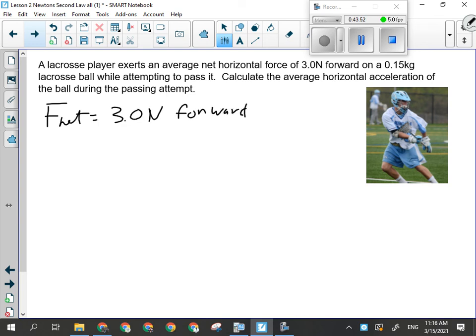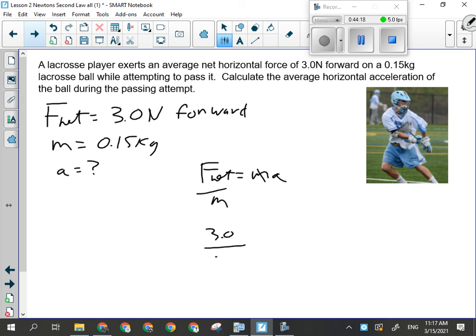On a 0.15 kilogram lacrosse ball. So they just gave me the mass. Calculate the average horizontal acceleration of the ball. Well, F net equals m times a. Gee, I wonder what I do. So I manipulate here, get m over here, and I'm going to have 3.0 divided by 0.15, and that should give me 20 meters per second squared forward.